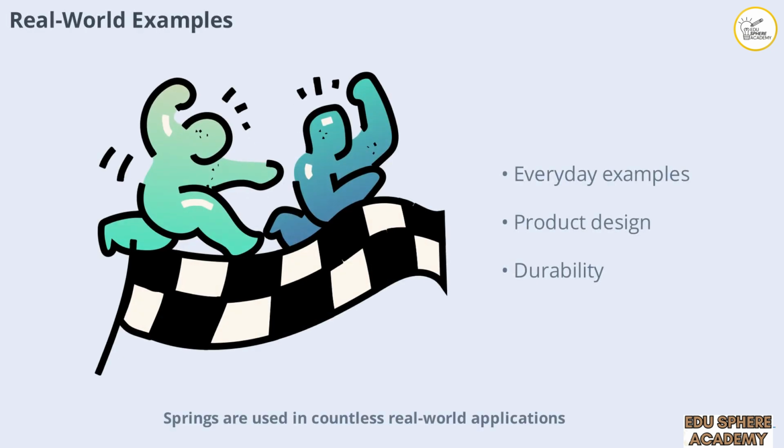Springs are used in countless real-world applications, from pens and mattresses to car suspensions and industrial machines. Understanding deformation and spring constants helps in designing these products for durability and performance. By applying the principles learned in this chapter, engineers and scientists create solutions that improve everyday life.